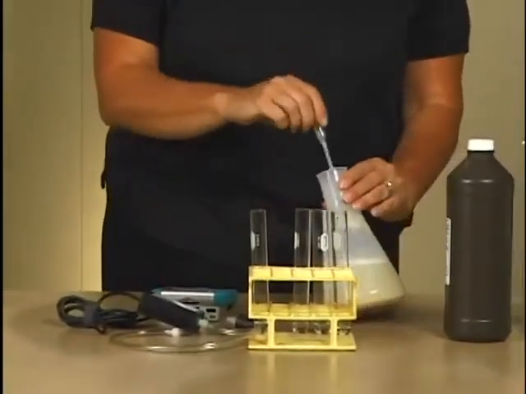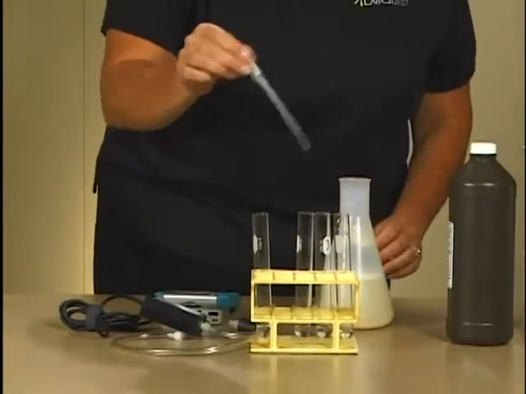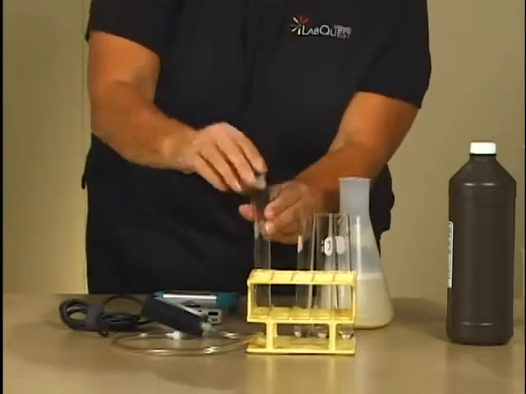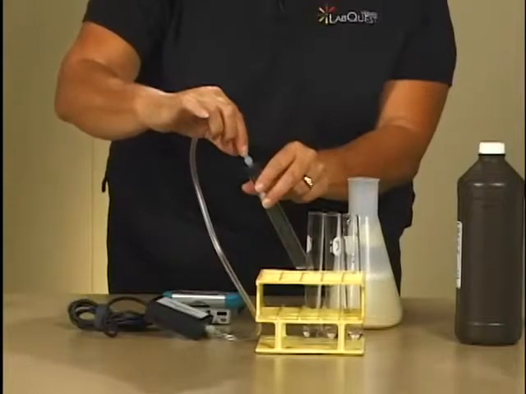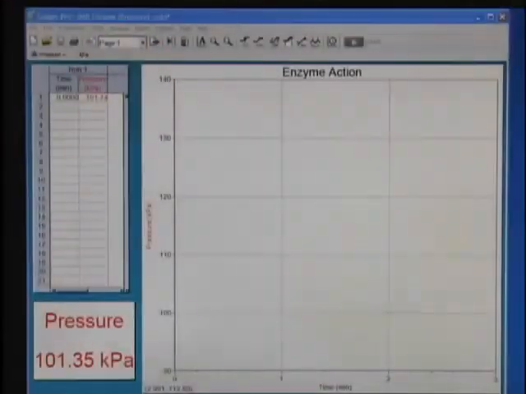Place 1 drop of the enzyme solution into test tube 1. Quickly stopper the test tube, swirl gently, connect the other end of the plastic tubing to the top of the stopper, and start data collection.